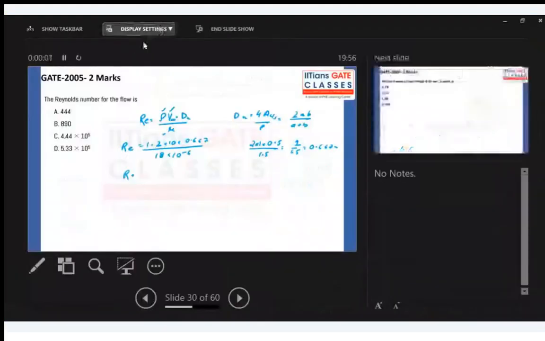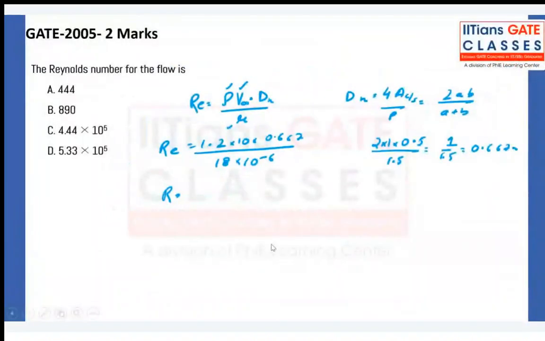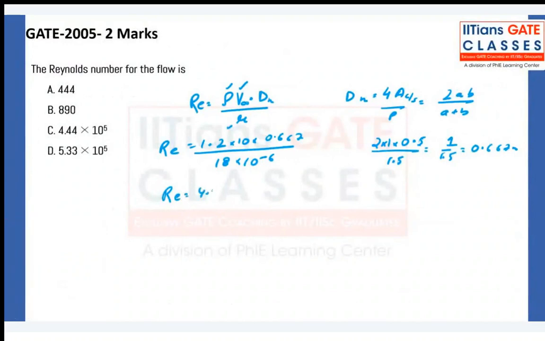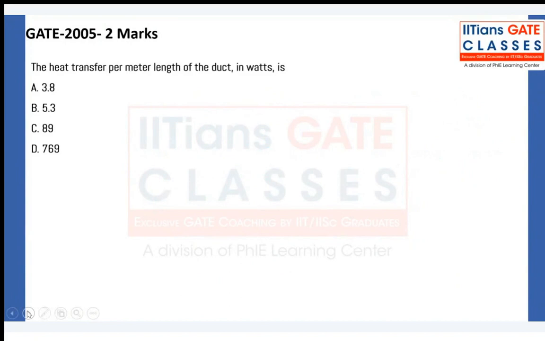So Reynolds number we have calculated to be 4.44 into 10 to the power 5. Now they are asking heat transfer per meter length of the duct in watts. So length will be 1, and I need to find out heat transfer, which is equal to h A (T_s minus T_infinity).